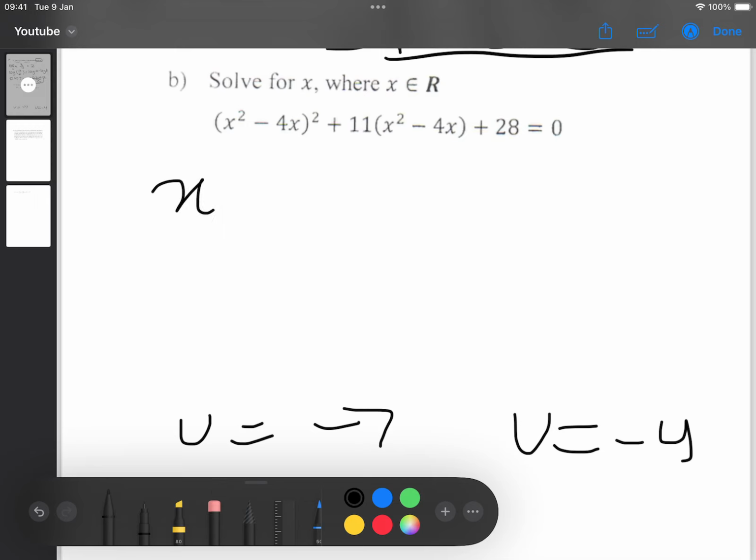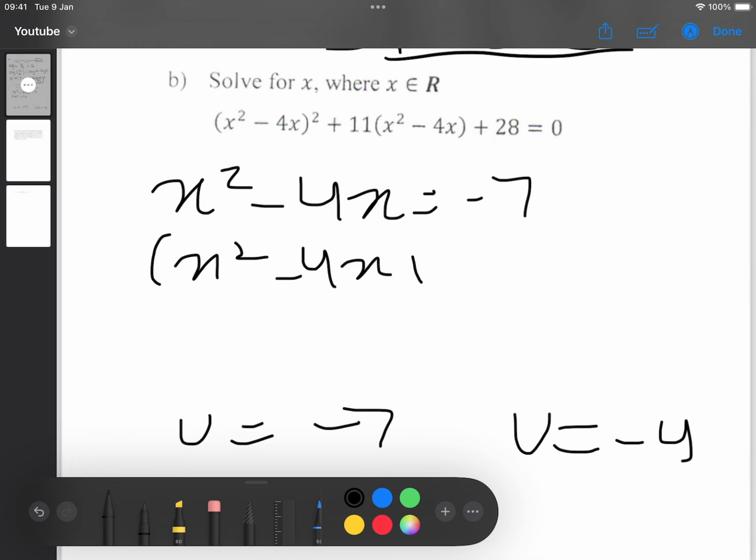So with that, we get x squared minus 4x equals minus 7. So we have x squared minus 4x plus 7 equals 0, another quadratic. Here we can try to find two factors that multiply to 7 and add to minus 4. But seeing that there are no such factors, because the only factors of 7 are 1 and 7, which do not add or subtract to give 4.